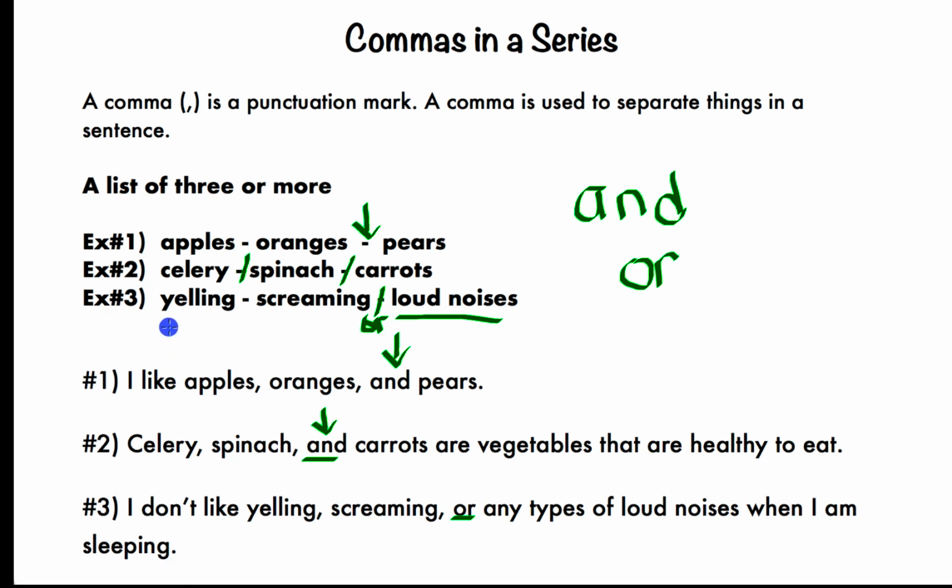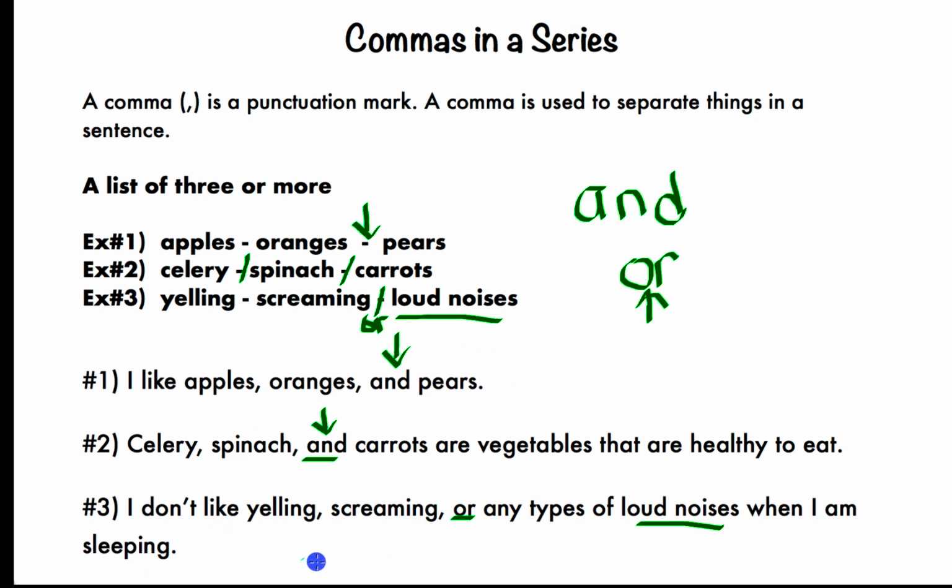Yelling was on my list. Screaming was on my list. Loud noises was on my list. But before I got to loud noises, I used or because I knew that was the last item that I was going to talk about. Okay, let's look at that sentence again. I don't like yelling, comma, screaming, comma, or any types of loud noises when I am sleeping. After I used or, and I wrote my last item on my list, then I concluded with the rest of what I wanted to speak about.